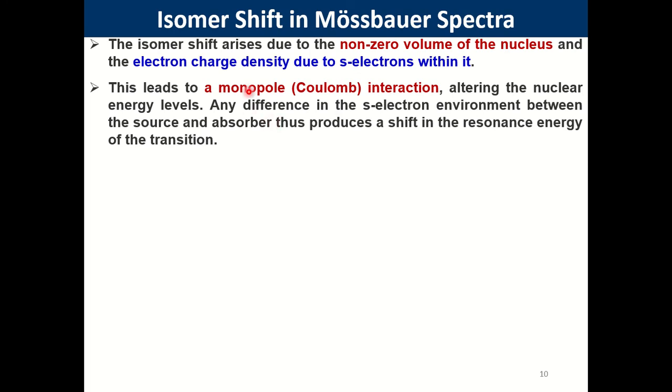The presence of this electron charge density at the nucleus leads to a monopole interaction, a Coulomb interaction with the nucleus, which is positively charged, and it will alter the nuclear energy levels.